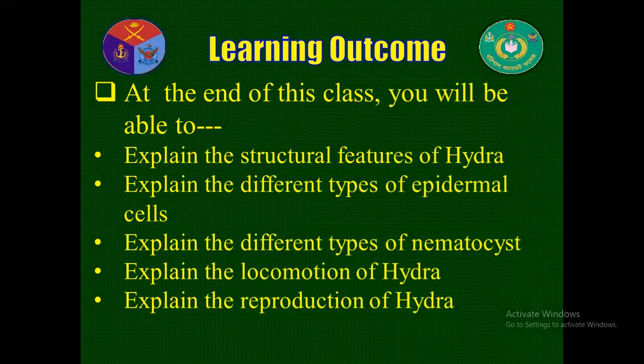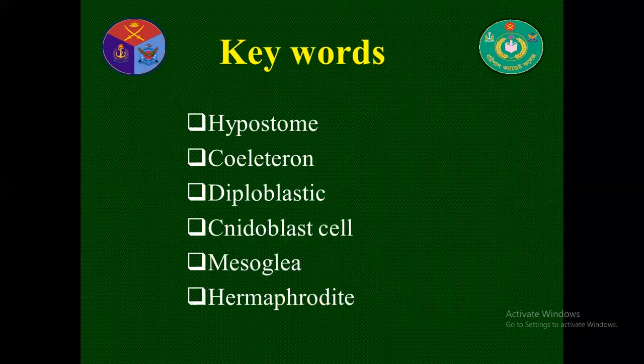At the end of this class, you will be able to explain the structural features of Hydra, explain the different types of epidermal cells, explain the different types of nematocysts, explain the locomotion of Hydra, and explain the reproduction of Hydra. There are some important keywords: hypostome, cylindron, diploblastic, nidoblast cell, mesoglea, hermaphrodite.